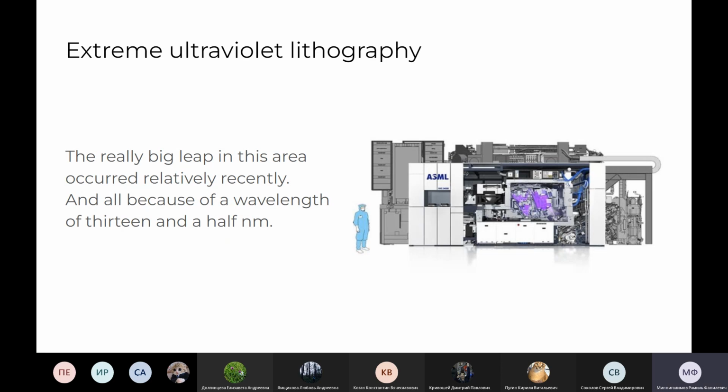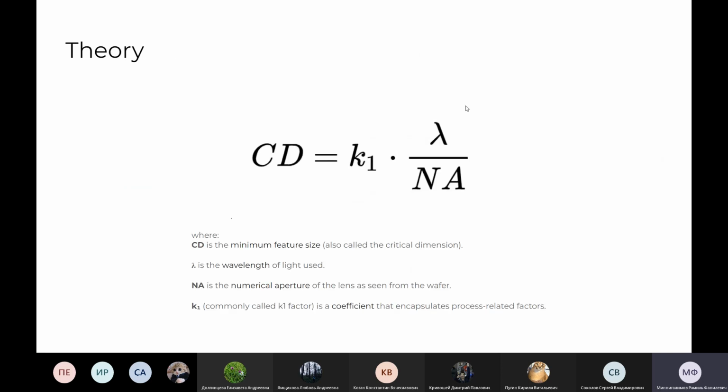It was this technology that opened up the world of field effect transistors and the path to all modern microelectronics. And the really big leap in this area occurred relatively recently, precisely with the advent of EUV, extreme ultraviolet lithography, and all because of the wavelength of 13.5 nanometers. The wavelength of the light we use is an incredibly important parameter. It is what determines how small you can make the elements on the crystals.